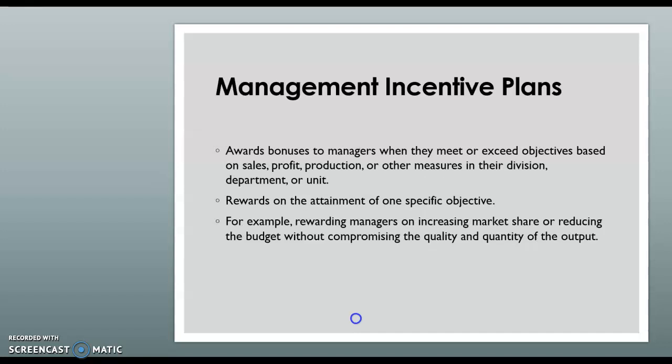Moving on to the management incentive plan. It awards bonuses to managers when they meet or exceed objectives based on sales, profit, production, or other measures in their division, department, or unit. It also rewards the attainment of one specific objective. That's the difference from the piecework plan. For example, rewarding managers for increasing the market share or reducing the budget without compromising the quality and quantity of the output. We always have to keep in mind that no matter if we're trying to incentivize faster output, the quality and the quantity always need to be there in order to be compensated for that work.